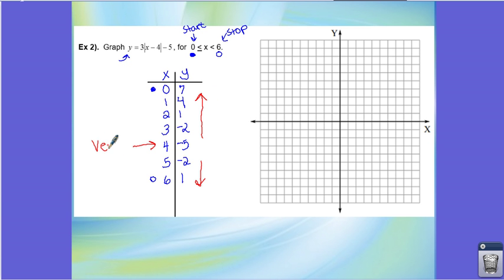So my vertex is not in the center of my table, but that's because I did not choose my domain. This domain was given to me. I have no choice. So let's graph.